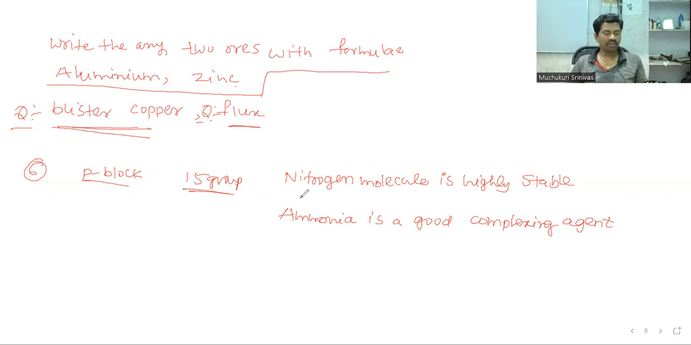Then last one, PH3 has a lower boiling point than NH3. Why?